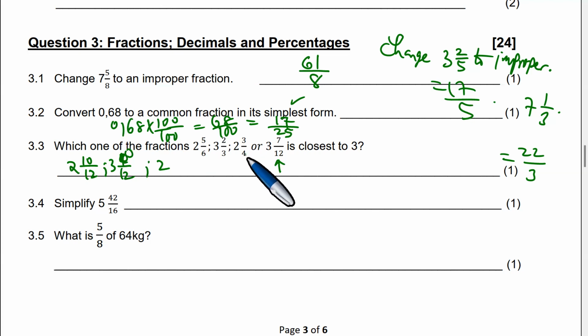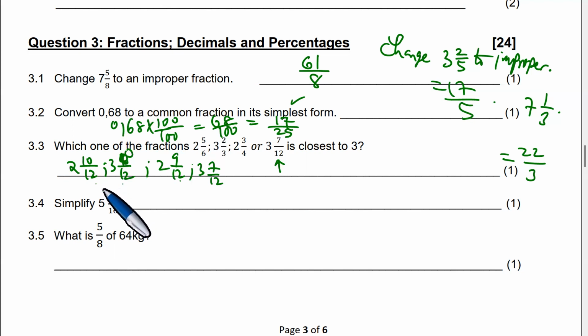You want this one, the 4, to be 12. What number can you multiply 4 with so it becomes 12? 3. So 3.3 is 9 out of 12. 3 and 7 out of 12. So now, these numbers, you can compare them very well because they all have denominator 12.